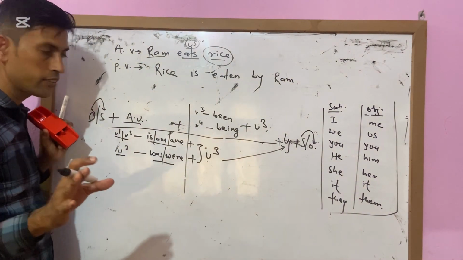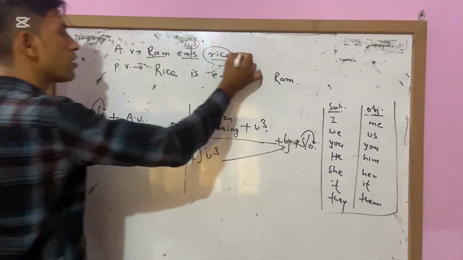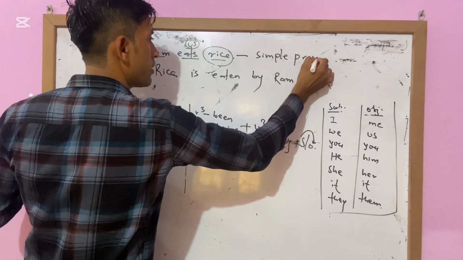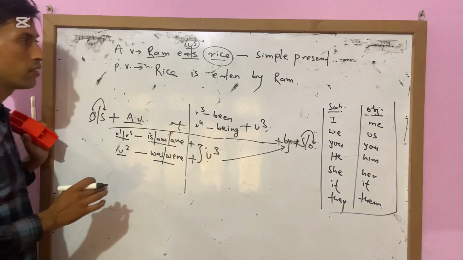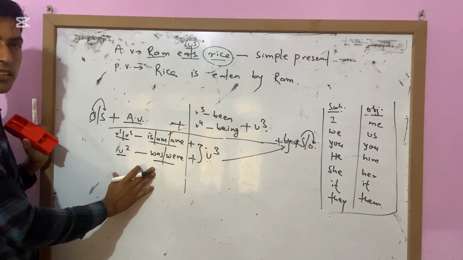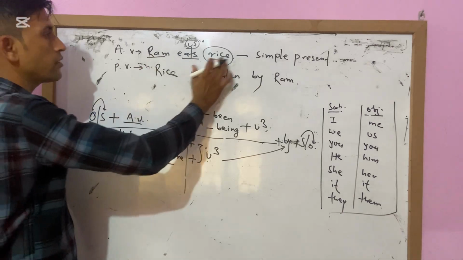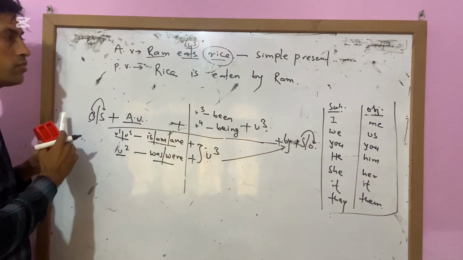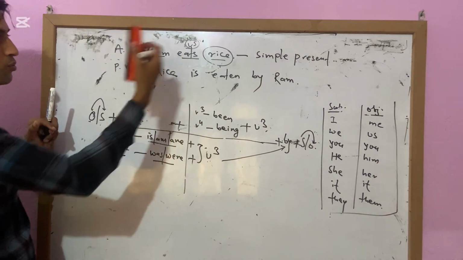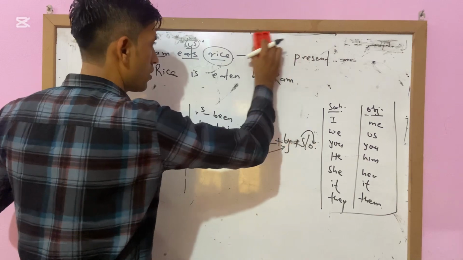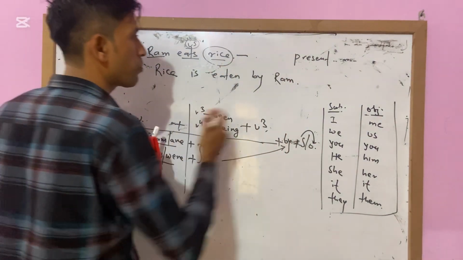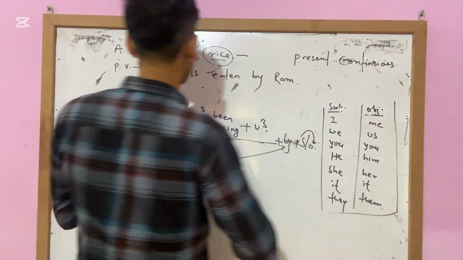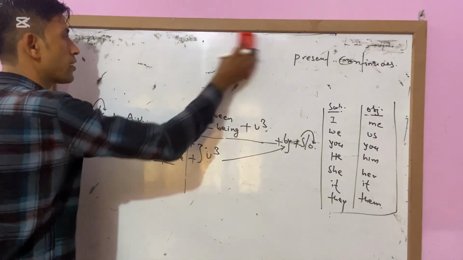Okay, you understand it? So this is the simple present tense structure. This structure covers Ram eats rice, simple present tense. Okay, you copy it. Now we move to another structure, present continuous tense. I will give an example of present continuous tense. You can copy it. The same.